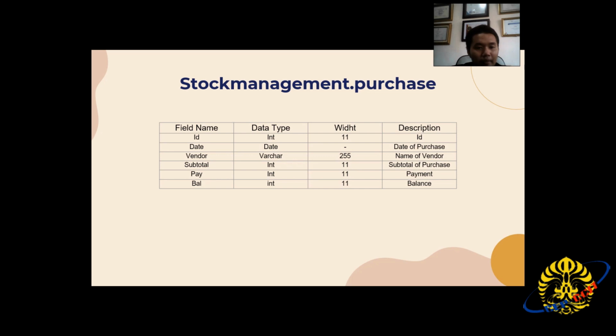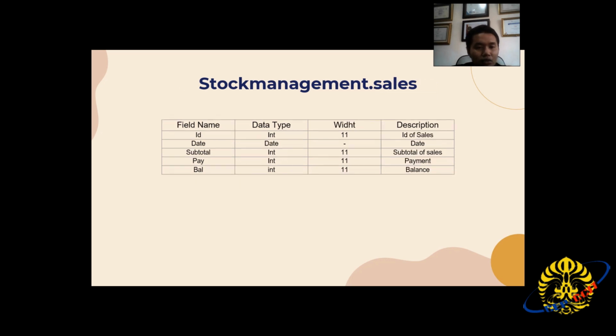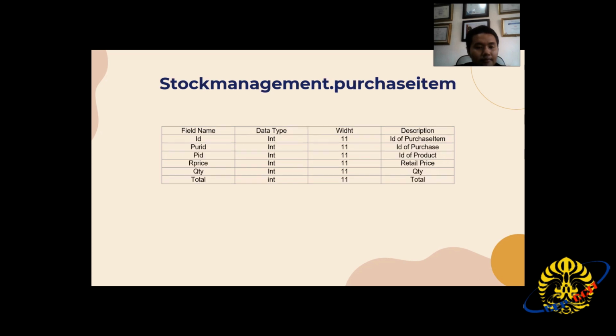In the table stock management purchase, field name ID as ID, date as date of purchase, vendor as name of vendor, subtotal as subtotal of purchase, pay as payment, and BAL as balance. In the table stock management sales, field name ID as ID of sales, date as date, subtotal as subtotal of sales, pay as payment, and BAL as balance.